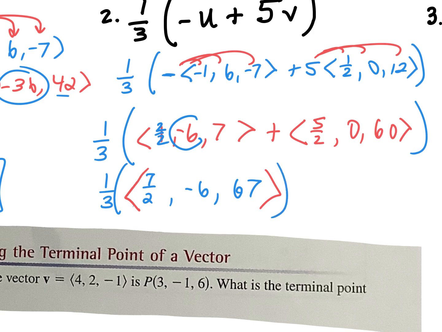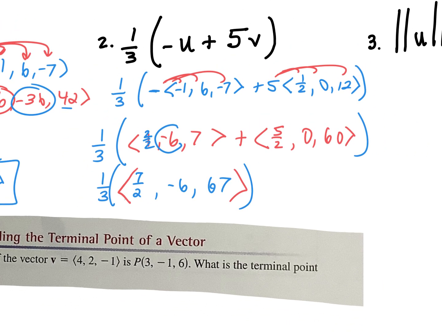And then what do I do with the 1/3? We now distribute. So boom, boom, boom. What happens when I multiply 1/3 and 7/2? 7/6, perfect. What is the same thing as multiplying by 1/3? Same as what?